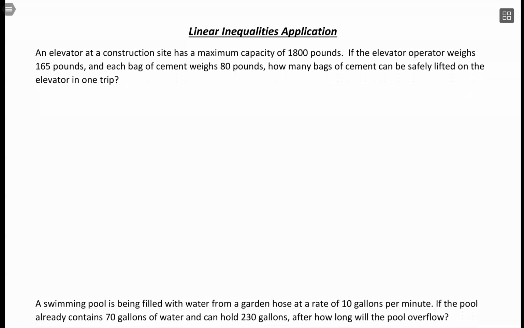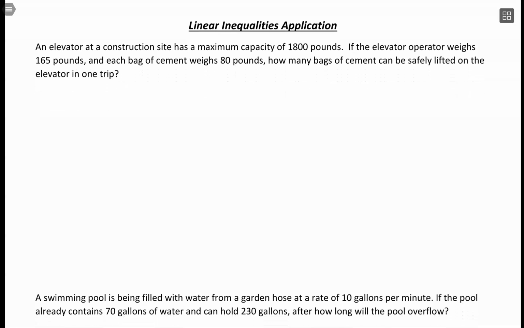So let's look at two word problems that deal with linear inequalities. So this first one, we're looking at an elevator. It has a maximum capacity of 1,800 pounds. So that's going to be an important number, and let's just keep in mind that that's a maximum. If the elevator operator weighs 165 pounds, and each bag of cement weighs 80 pounds, how many bags of cement can be safely lifted on the elevator in one trip?